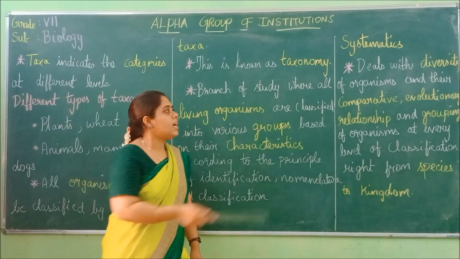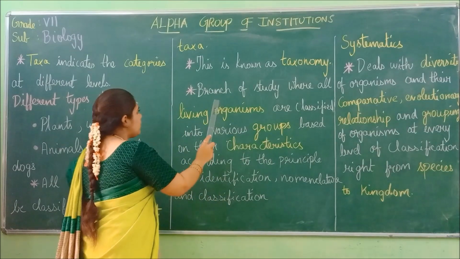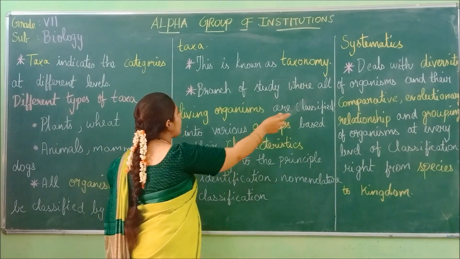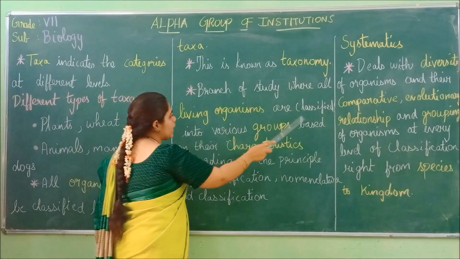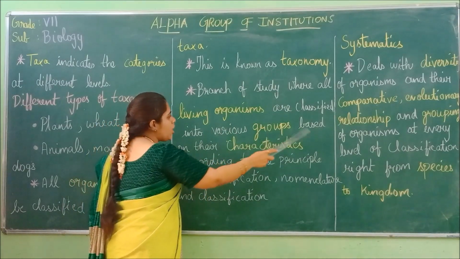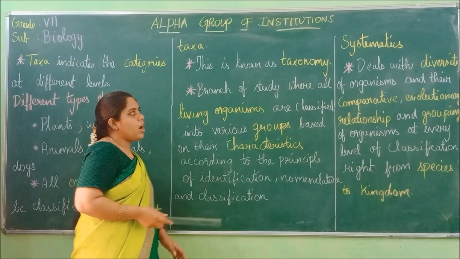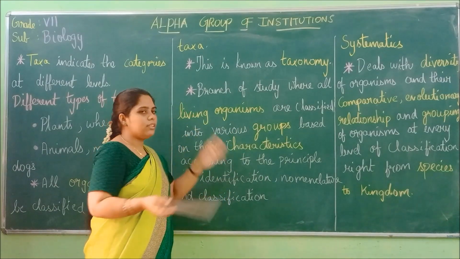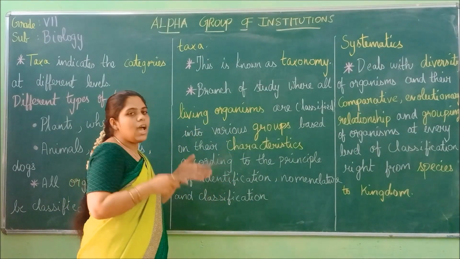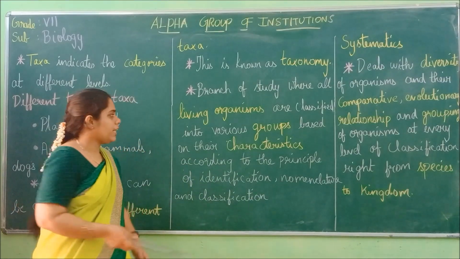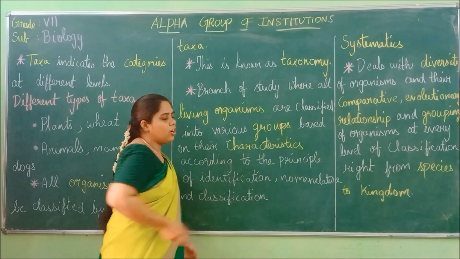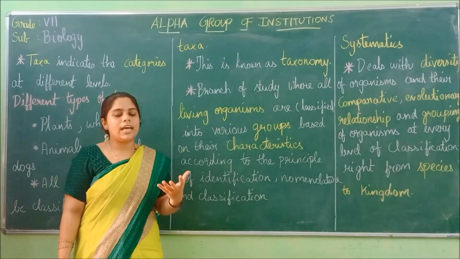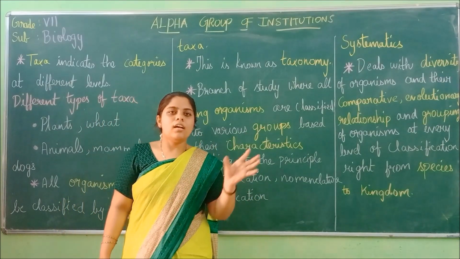This is called taxonomy. I will tell you the definition of taxonomy. It is a branch of study where all living organisms are classified into various groups based on their characteristics. So in taxonomy, they take all the living organisms and classify them into various groups based on their characteristics. As I already told you, they are grouped based on the external observable characters.